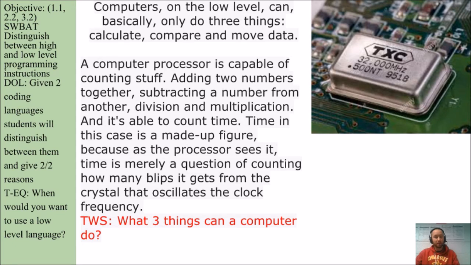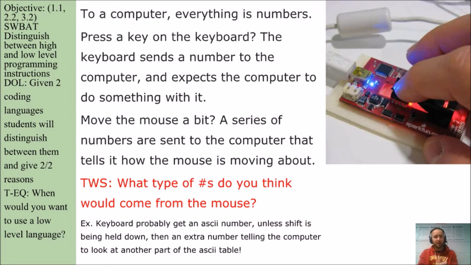Time in this case is made a figure because as the processor sees it, time is merely a question of counting how many blips it gets from the crystal that oscillates the clock frequency. Think, write, share: what three things can a computer do? So to a computer, everything is numbers. Pressing a key on the keyboard sends a number to the computer and expects the computer to do something with it. Move the mouse a bit and a series of numbers are sent to the computer that tells it how the mouse is moving about. Think, write, share: what type of numbers do you think would come from the mouse?